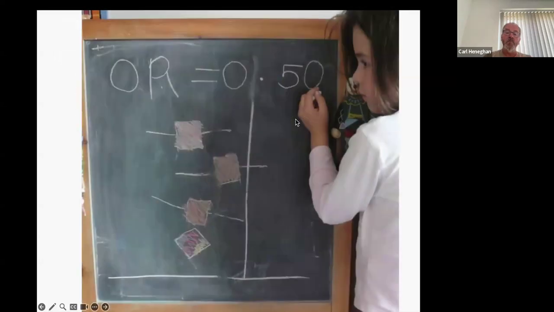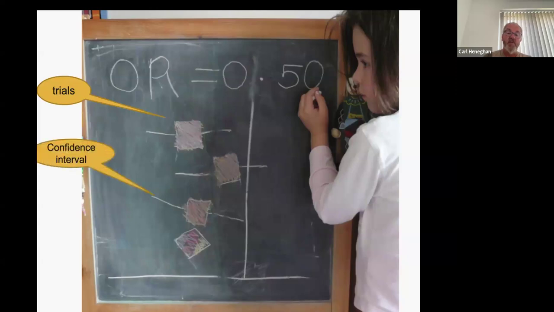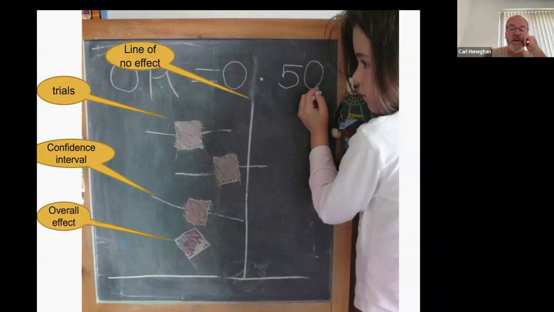So, just to recap really simply, when you look at it visually, you can tell what's going on. You've got the number of trials, here there's 3. You've got the confidence interval, the arms of the confidence intervals. You've got the line of no effect, and you've got the overall effect. And you can see it's that simple. Here in our house, I have my girls doing forest plots as part of their homework. So it's actually a really simple way of looking at it.